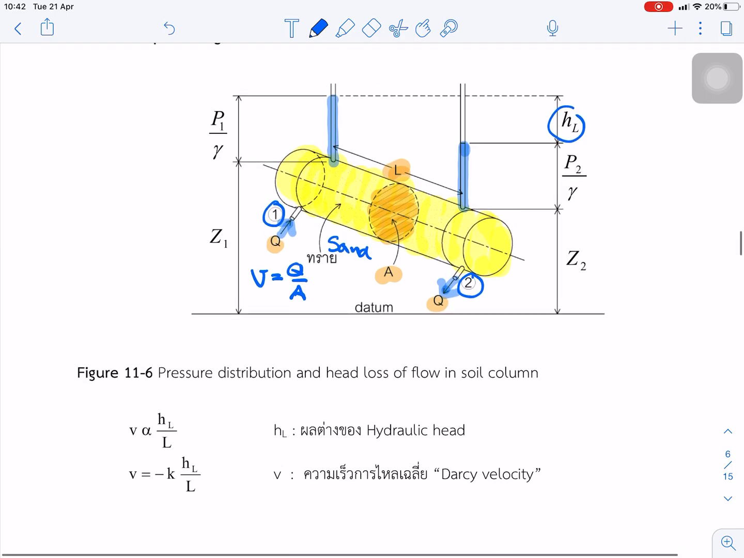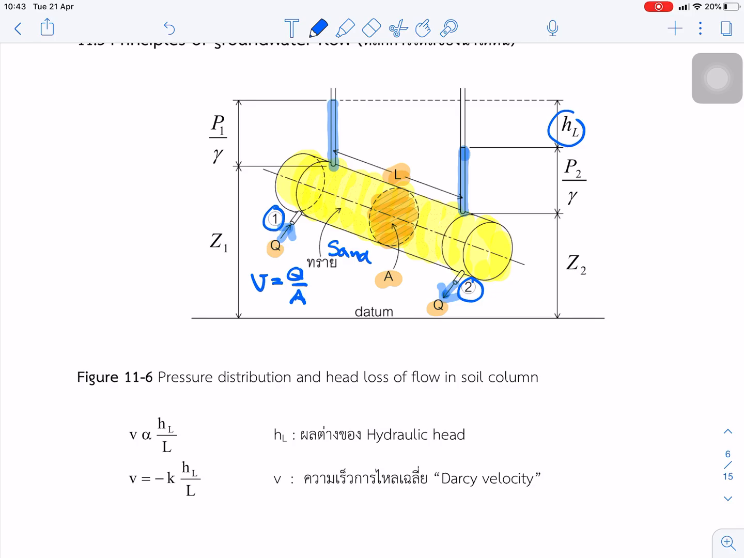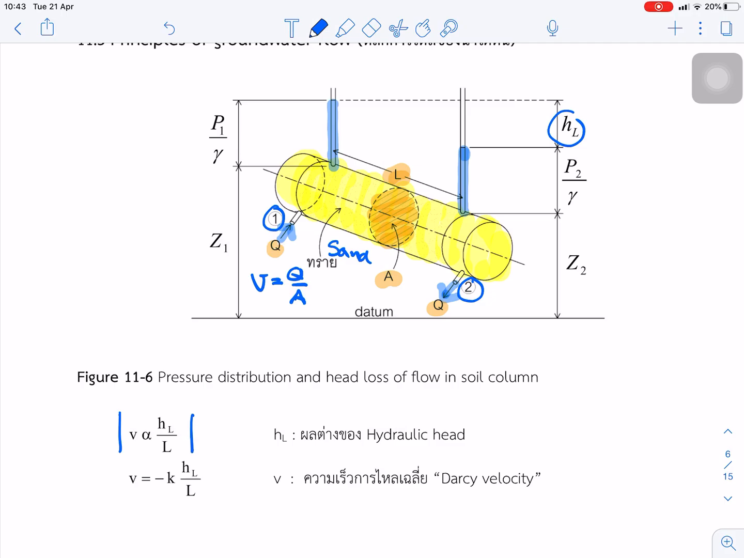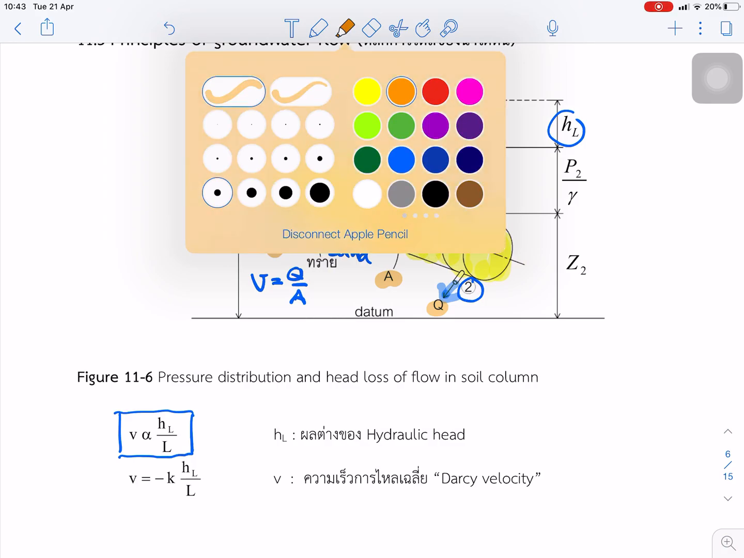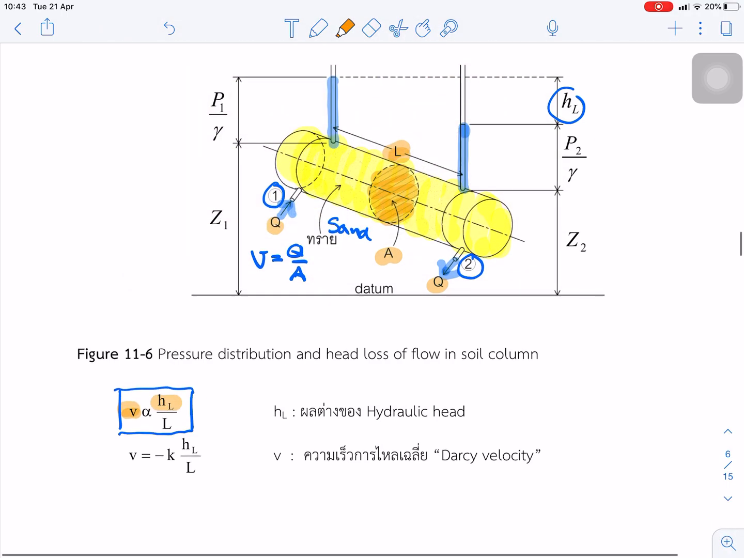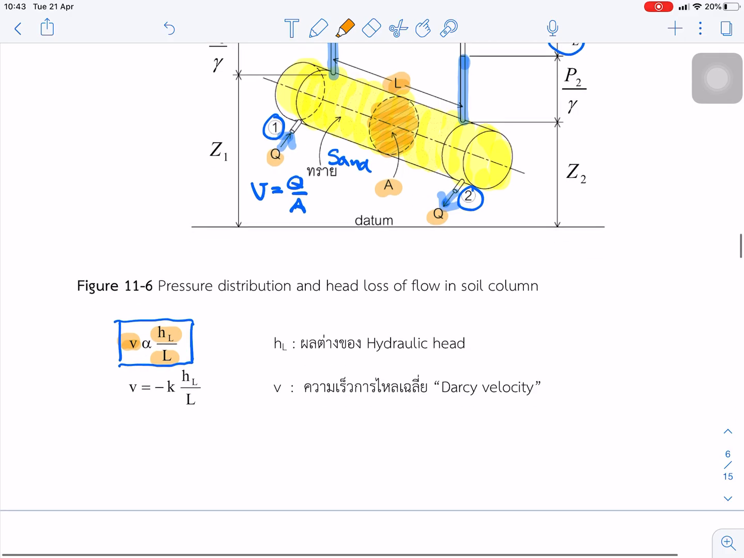Based on this experiment, Darcy found that the average velocity is directly proportional to the head loss. A high velocity comes with a high head loss, and it is inversely proportional to the length: a high length gives a low velocity. To make this relationship an equality, he introduced one parameter, K.